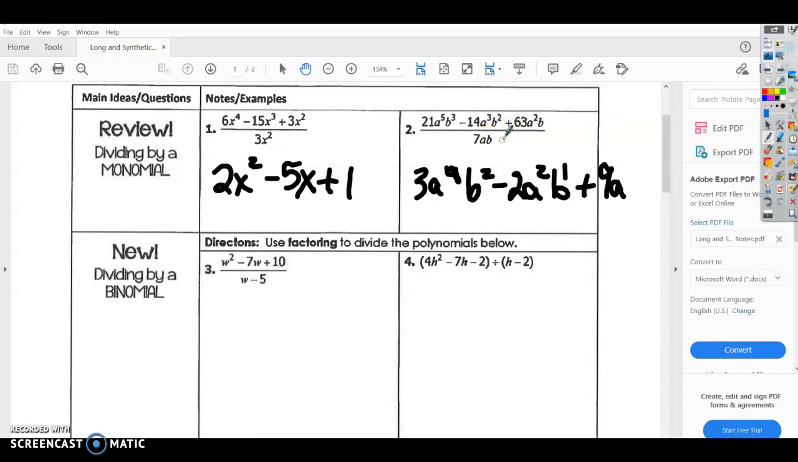All right, number 3. We are dividing by a binomial. W minus 5 is 2 terms. So now we're dividing by a binomial. So one way to do this is by factoring the top. If you can factor the top, we've already went through factoring. So you're going to factor.